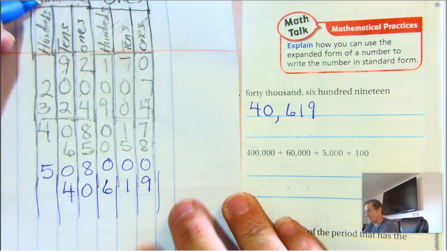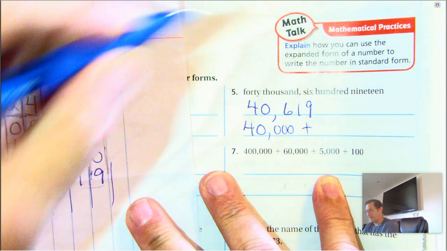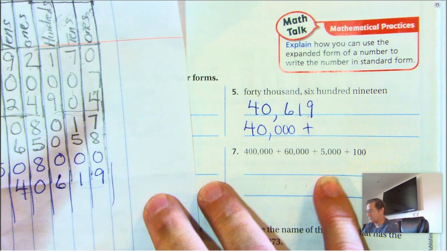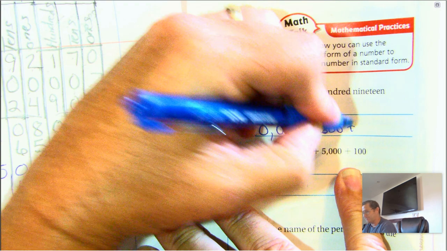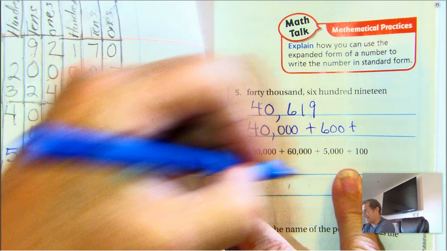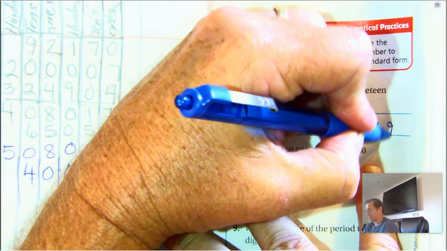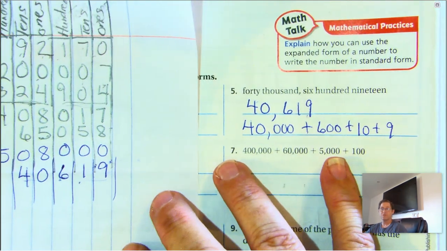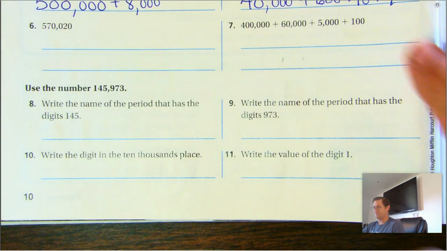So we have 4 10,000s, 40,000. I have no 1,000, so that doesn't change anything. I have 6 100s. I have 1 10, so just 10, and I have 9 ones. So 40,619. All right, let's move on. Number 6.